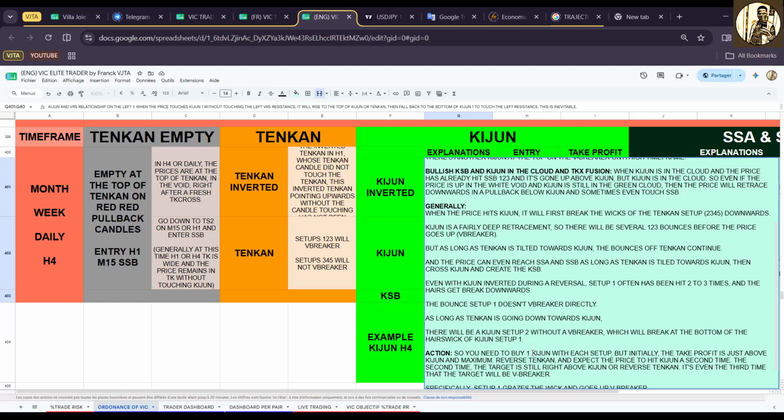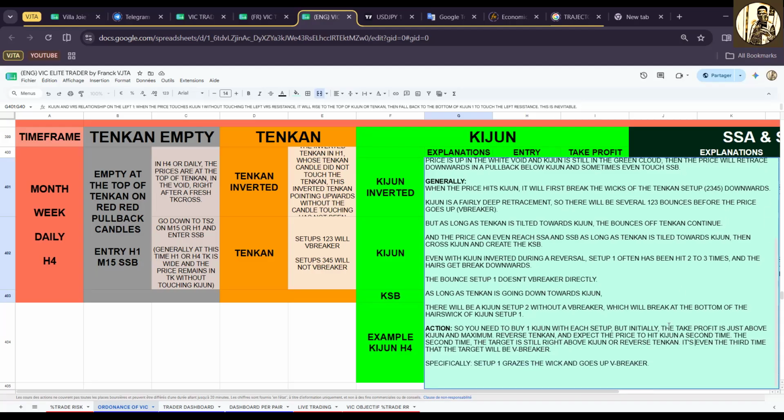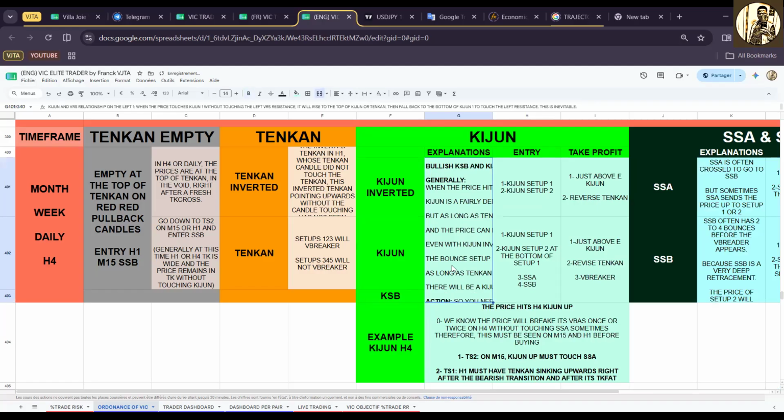So you need to buy at Kijun 1 with each setup, but initially take profit just above the Kijun and at most at the Tenkan, and expect the price to hit Kijun a second time. The target is still right above Kijun, or Tenkan reverses. You can take profit even on the second Kijun touch. If it's the third time, the target will be break even. Specifically, setup 1 grazes the wick and goes up a little.